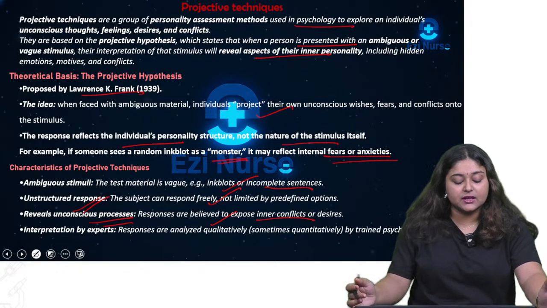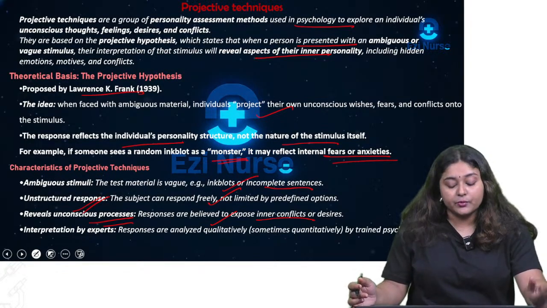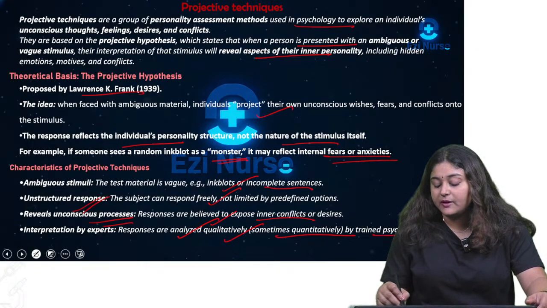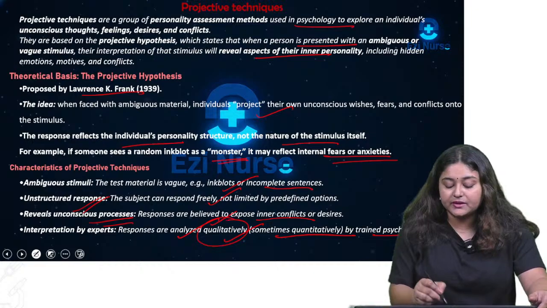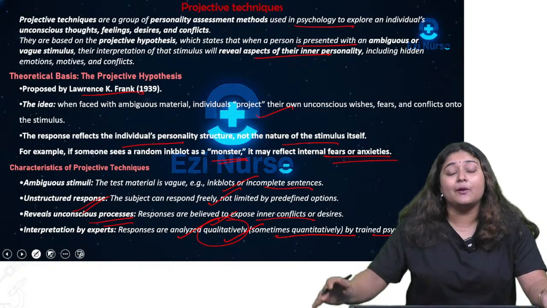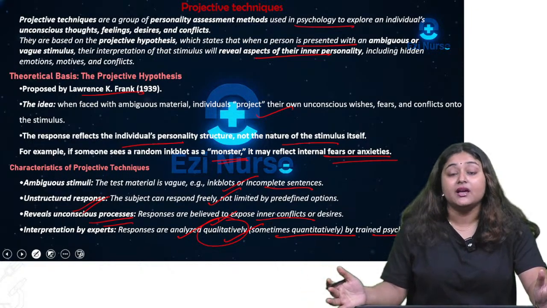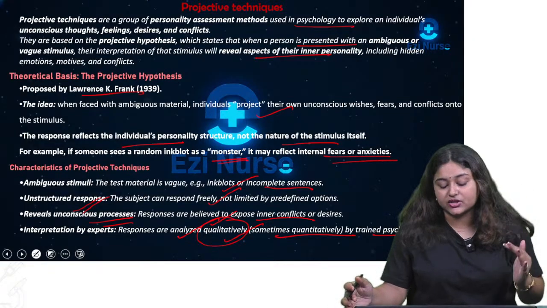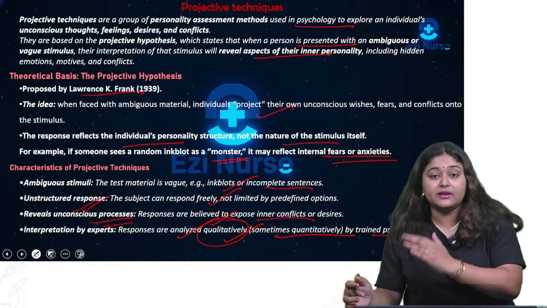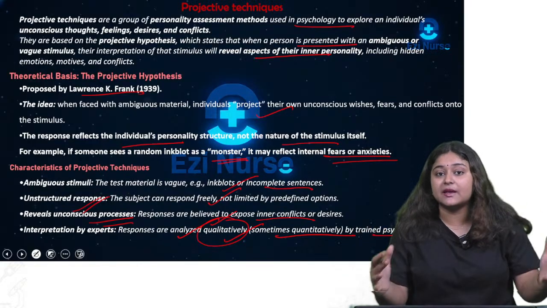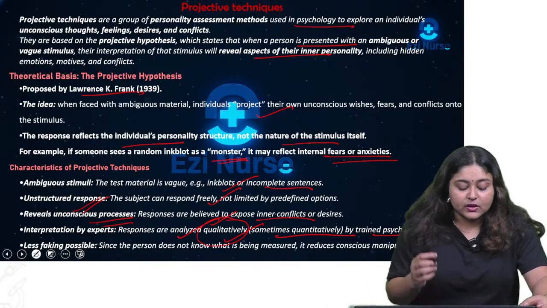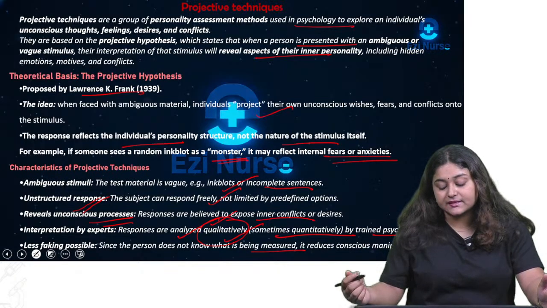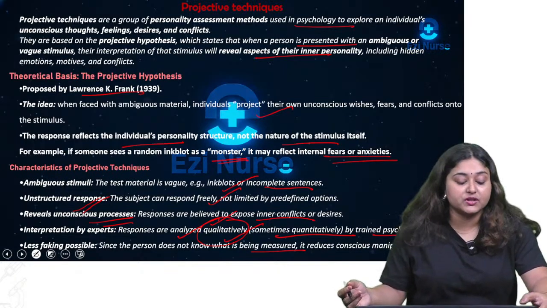Next is the interpretation by the expert. So what is this? The response should be analyzed qualitatively, sometimes quantitatively, by a trained psychologist. Qualitatively, in the sense of how intense it is, how much anxiety or fear they are getting, and how it is impacting their physiological as well as psychological health. And quantitatively means how many times they are getting the fear with the same object. Okay, so less faking is possible, since the person doesn't know what is being measured, it reduces conscious manipulation of the answer.